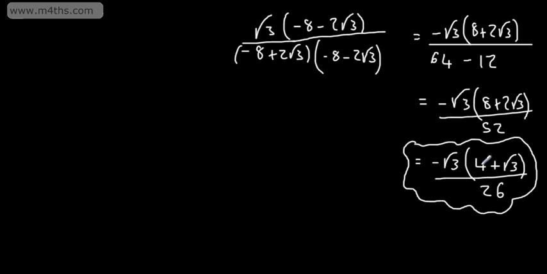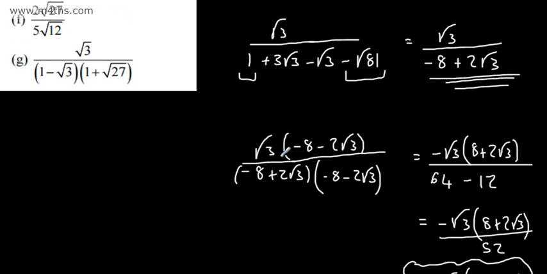If we thought about this and we wanted to multiply it out, we could have negative 4 root 3 minus 3. So another way in which this can be written, again using the skills that we have, we could write this as, in fact, let's write it as negative 4 root 3 minus 3 over 26.